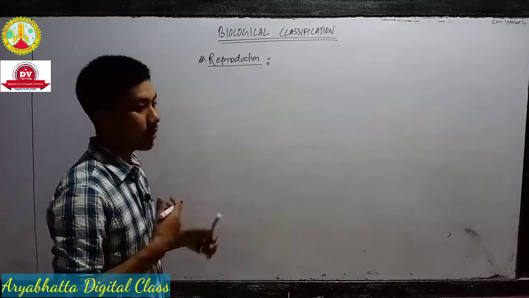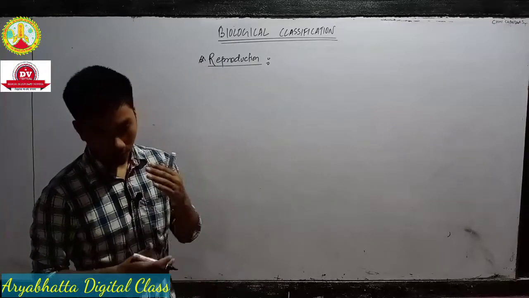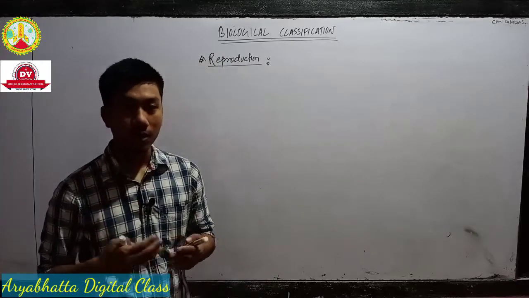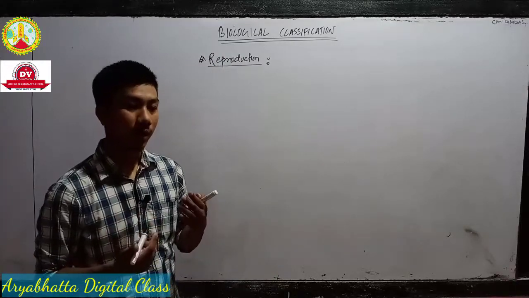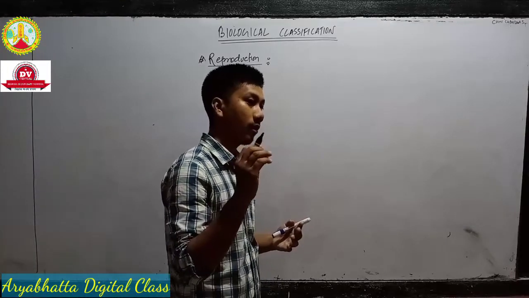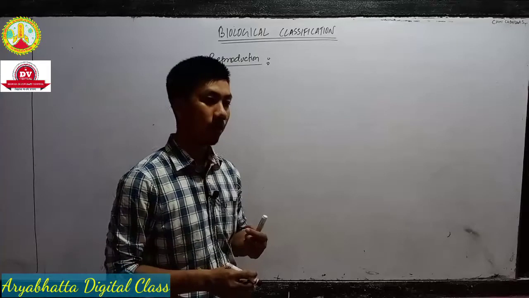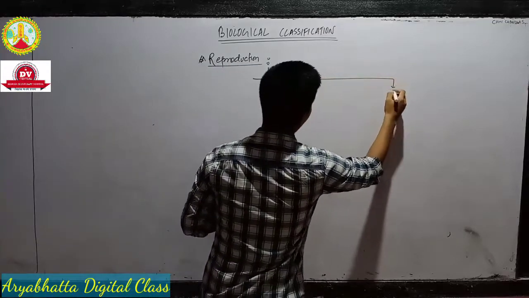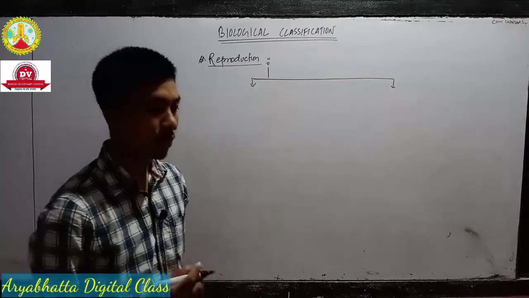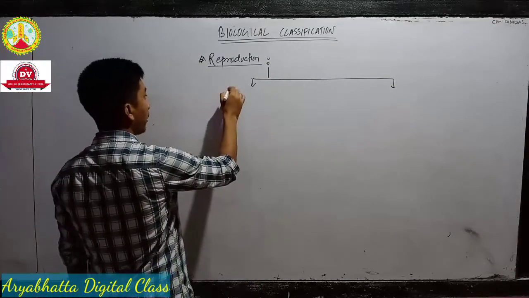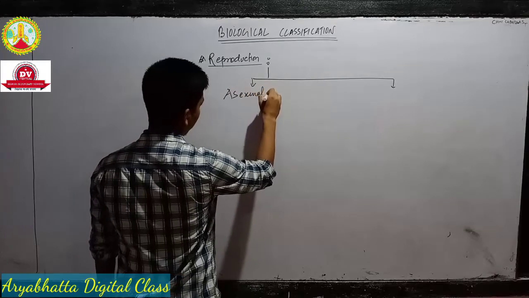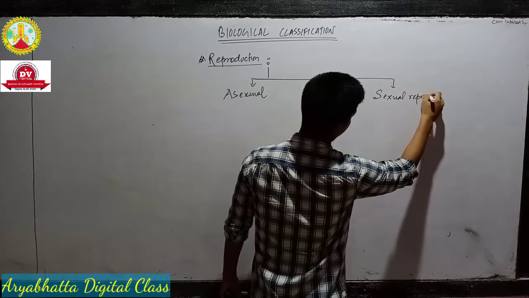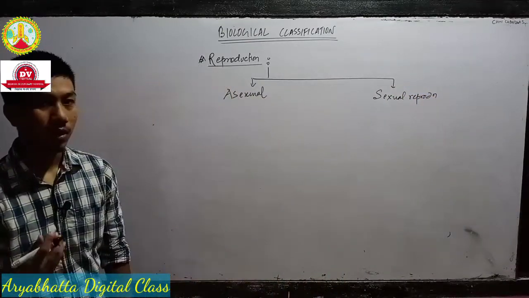So, bacterial reproduction. Bacteria can reproduce in 2 types, asexual and sexual. Bacteria can do both types of reproduction. One is asexual reproduction and another is sexual reproduction. So bacterial reproduction shows 2 types: asexual reproduction and sexual reproduction.